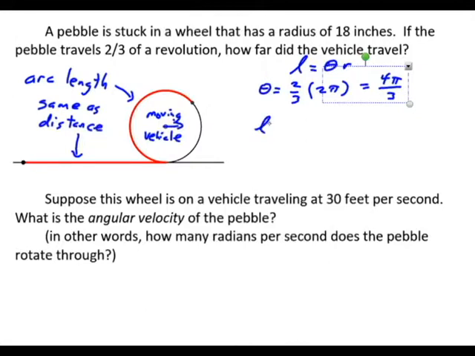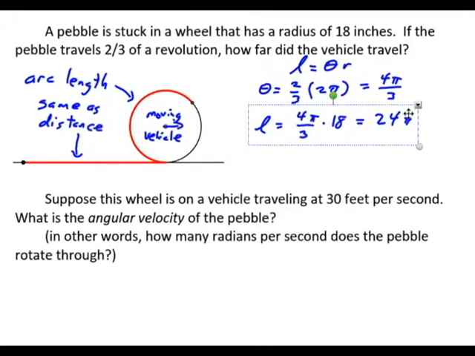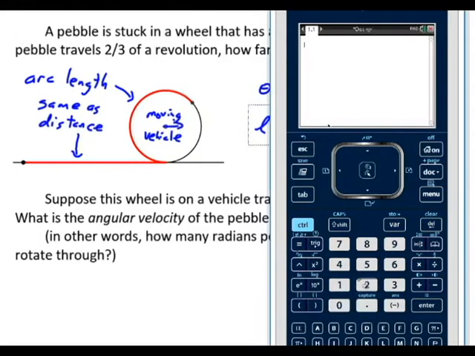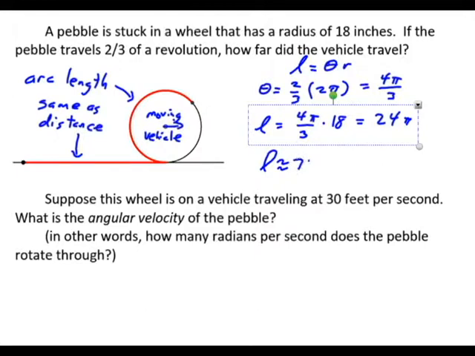So the arc length is going to be 4 pi over 3 times 18 inches, which is going to be 24 pi. That is not a very relatable number, so we're going to break out the calculator. The answer is about 75.398 inches. That's still a little bit unrelatable, and so I think we'll convert it to feet.